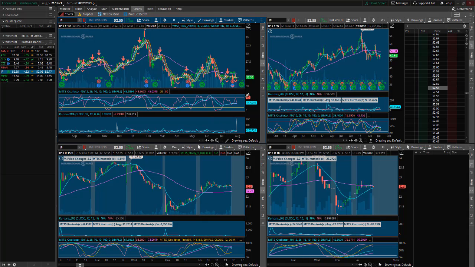IP, it needs to complete these head and shoulders patterns. I'm not very happy about it. So I don't know that it will do anything.